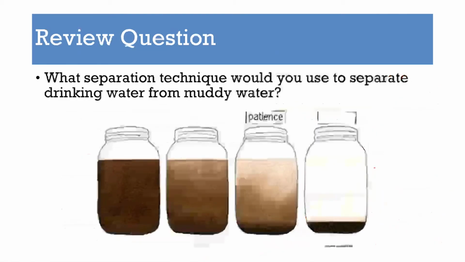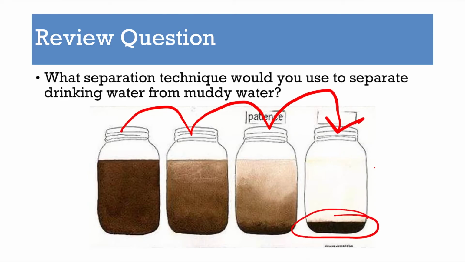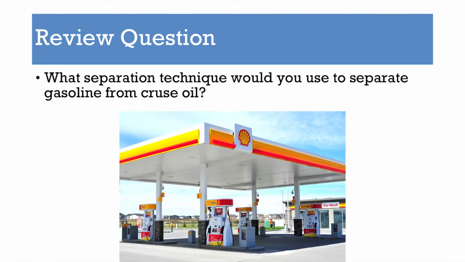Okay, so just about done. I'll just wrap up with a few questions. What separation technique would you use to separate the drinking water from the muddy water? Let's just assume that you've waited till we've gotten to here, so everything has settled to the bottom. How could you get this out of the water? Which of the following techniques would you use? Okay, if you chose filtration, that is awesome because all this mud and rock stuff would not fit through the filter. Okay, next question.